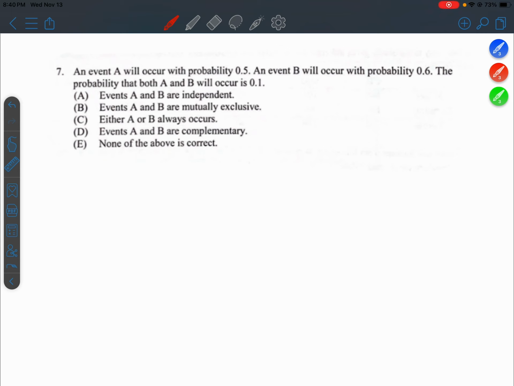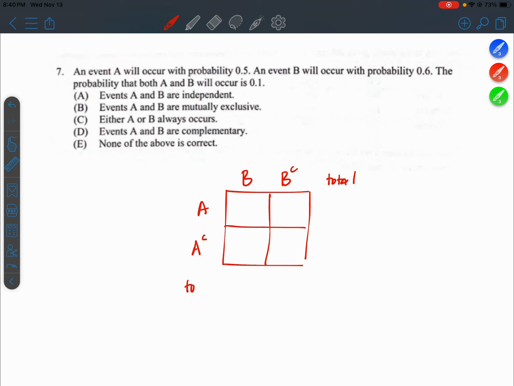I guess there probably is a formula that we could use, but I'm going to try to answer this question with one of my favorite graphic organizers, the two-way table. Event A occurs or it does not. Event B occurs or it does not. Then we need to include some space for the totals. Overall, this two-way table has to account for all possible outcomes, so 100%.